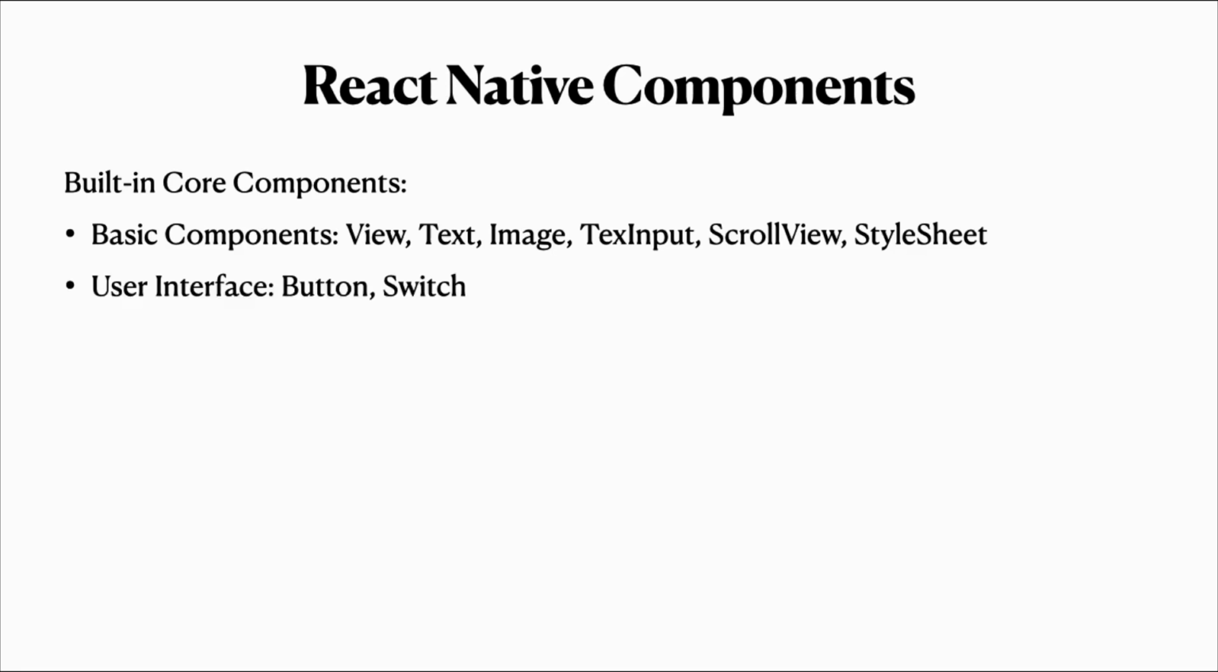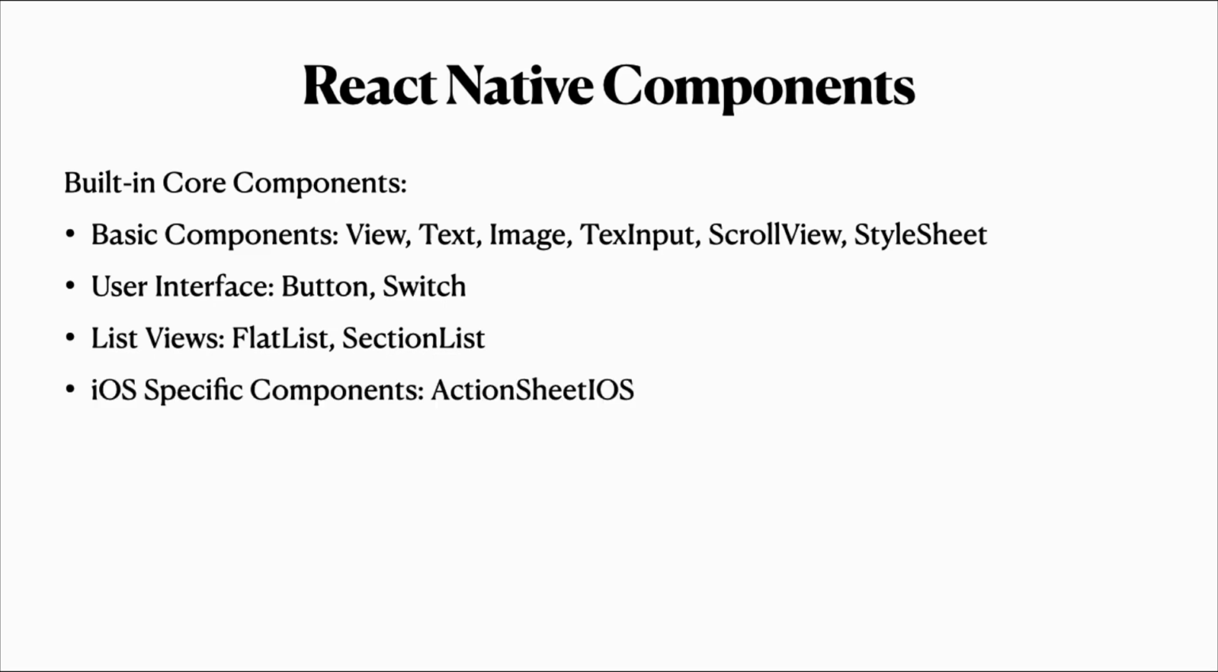The next set is the user interface. For example, a button or a switch, which renders a Boolean input. Then we have list views, flat list, and section list. We also have a scroll view, which displays a long list, and the user can scroll through that list. But if we compare the performance, the flat list and the section list are much better than the scroll view, so it is advisable to use one of those when we have a long list.